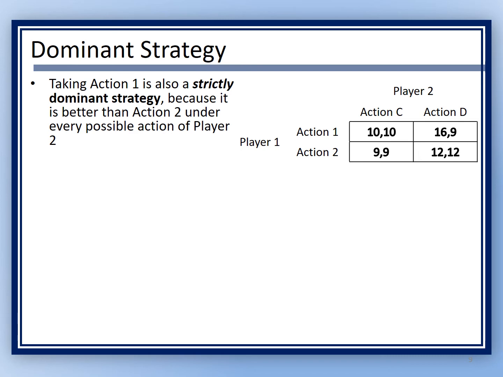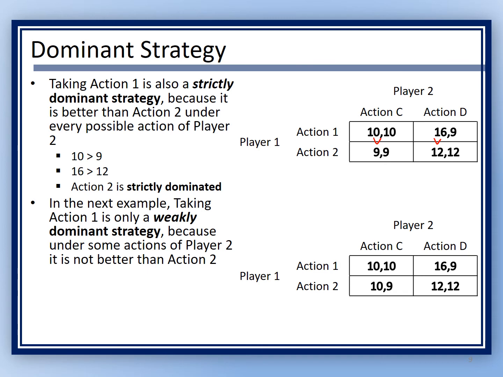In our current example, action 1 is a strictly dominant strategy, and action 2 is strictly dominated. If I slightly modify the numbers such that one of the actions is not strictly better, then this is called weakly. Then action 1 is weakly dominant, and action 2 is weakly dominated, right? So you can see that I modified action 1's payoff such that it's identical across the 2 actions. In this case it is weakly dominant and weakly dominated.